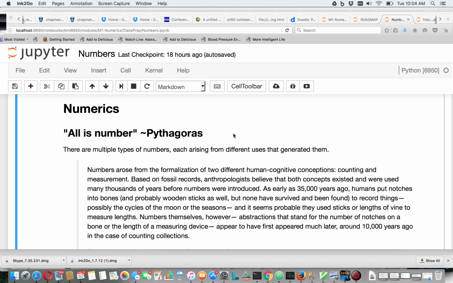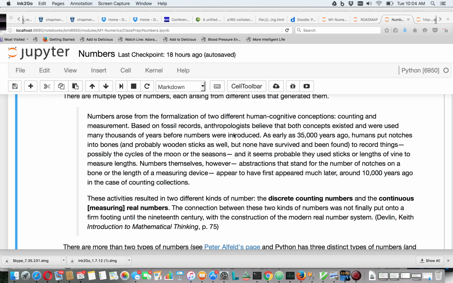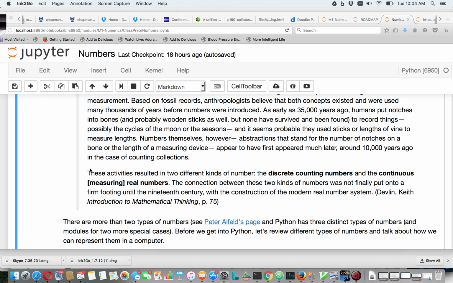So we're going to start off by reviewing basic concepts of numbers, and you can read over the notebook in more detail. Wanted to emphasize that the kinds of numbers we have result from the different purposes that were at hand as humans invented numbers. And so we have discrete numbers that arise from counting things, and these are going to be our integers, 1, 2, 3, 4. And when we have numbers that arise from measuring things, whether that's a weight, a height, etc., these are our real numbers.